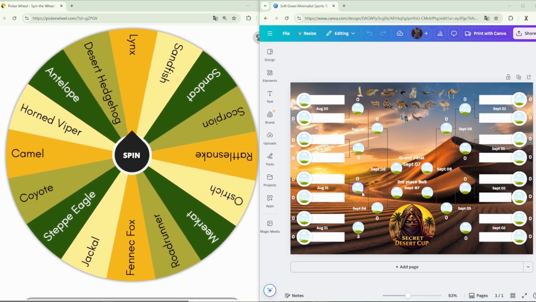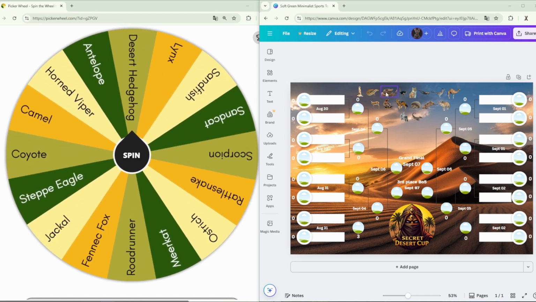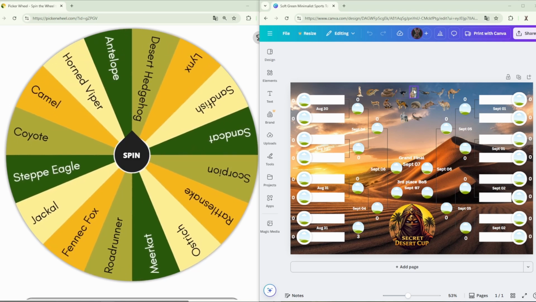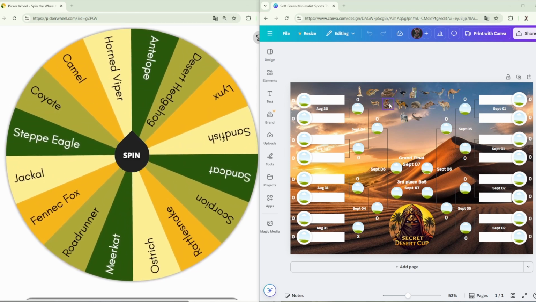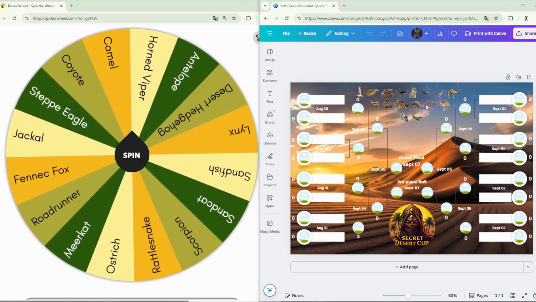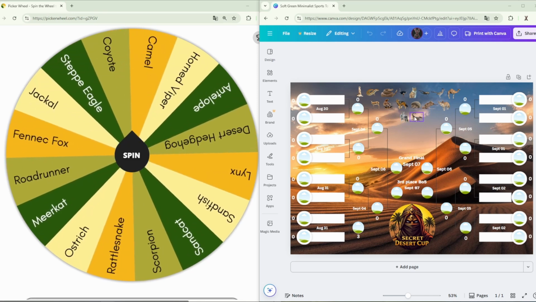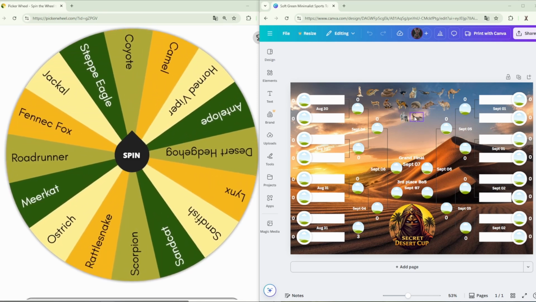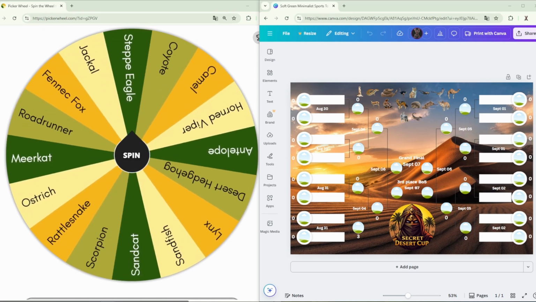So let's go over the 16 identities we have. We have the meerkat, the sandfish, the rattlesnake, the ostrich, the lynx, the scarab, the roadrunner, the camel, the antelope. We have a steppe eagle, a jackal. We have a hedgehog. We have a horned viper, also a snake. We have a fennec fox. We have a coyote, and we have a scorpion. Some of them more, some of them less dangerous. But I think each has a unique identity of its own.